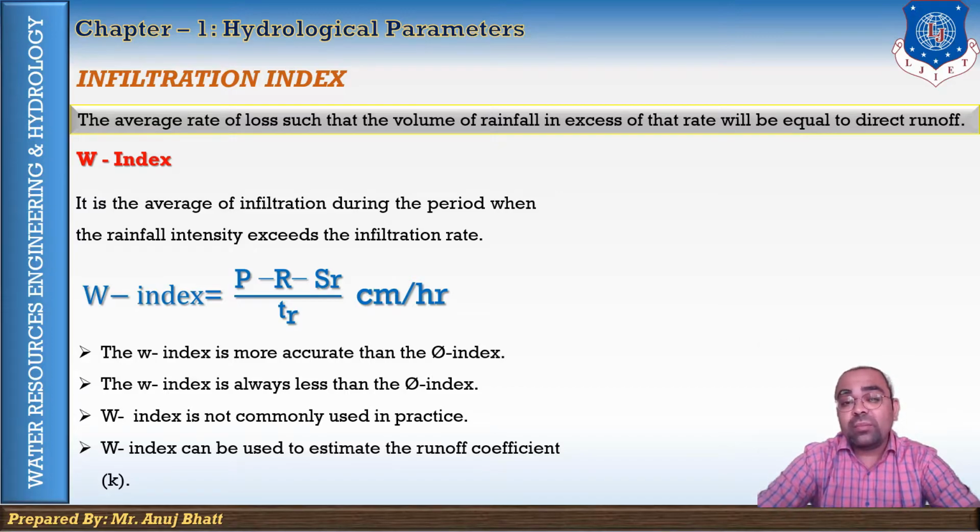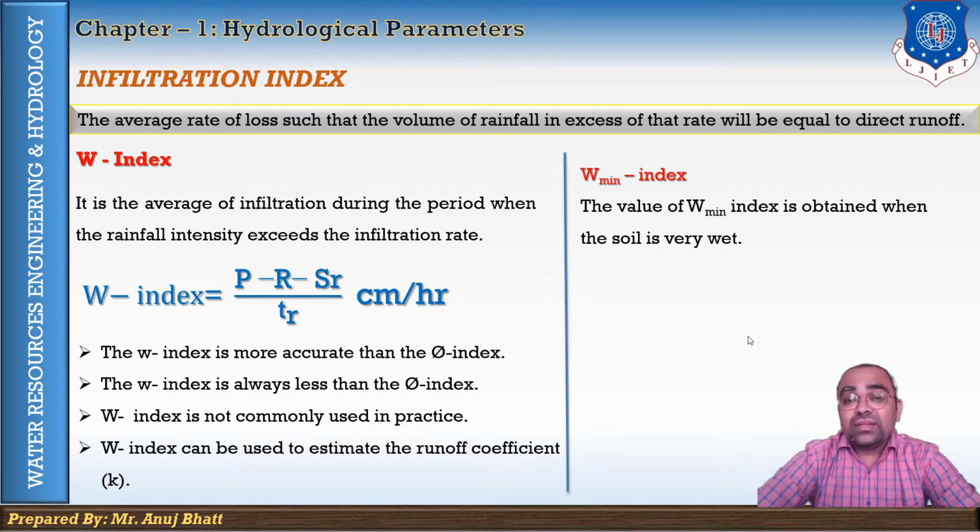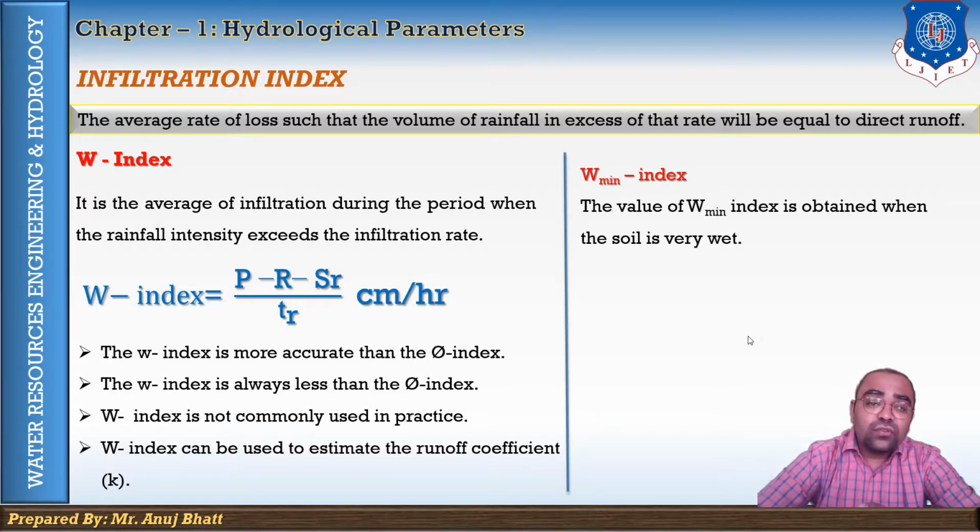Now there is one more parameter, that is the W minimum index. The minimum value of W index is called the W minimum index. The value of this index is obtained when the soil is very wet. At this particular stage, because of the effect of depression storage and the interception losses, we can neglect these things. Now W index and the phi index are approximately equal when compared with W minimum index. Okay, so these were the two indexes we have for the infiltration rate.